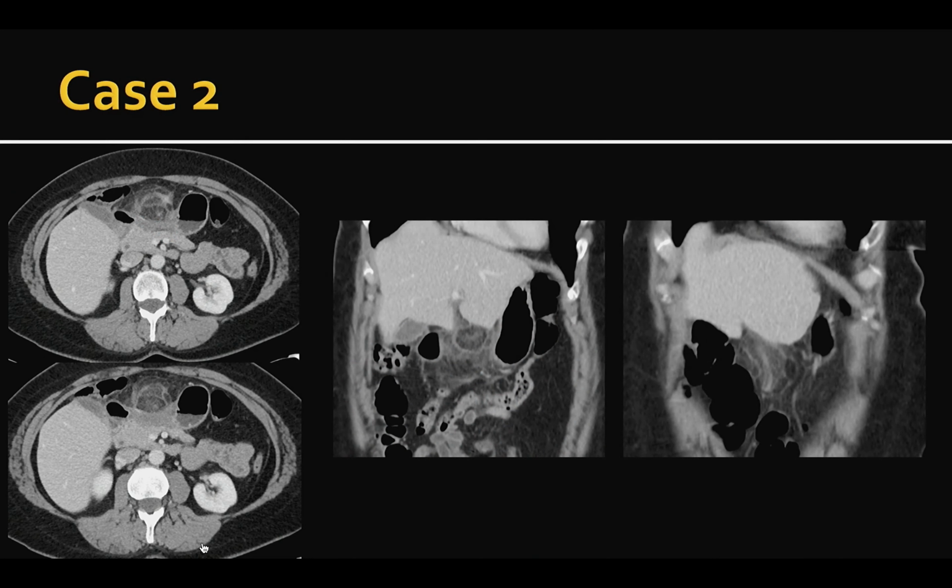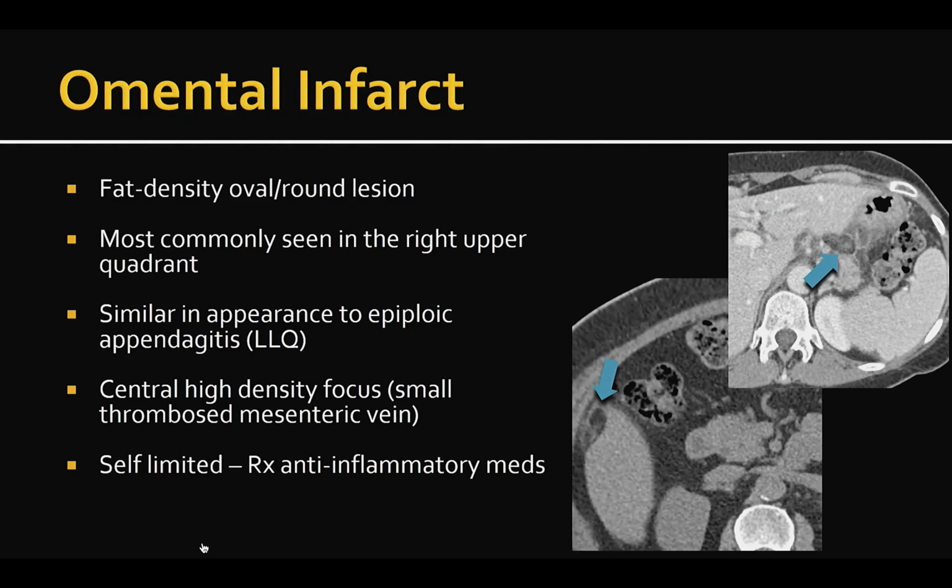The second case is kind of similar appearing. It's a patient who presented with epigastric pain. Initial interpretation was that of peptic ulcer disease. However, if you look carefully, notice that this patient has an oval fat density mass along the gastric antrum anteriorly, and that there's a linear area of increased attenuation within the mass itself. The endoscopy was negative, and this was later felt to be an omental infarct as the cause for this finding.